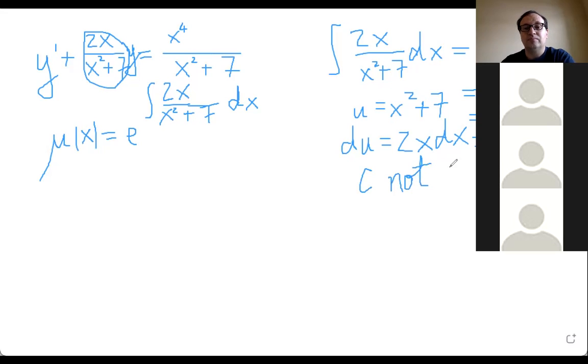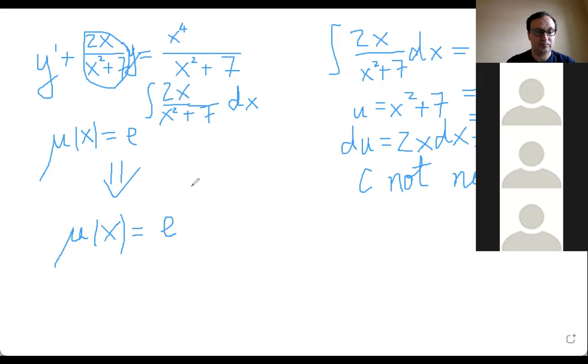All right. So then this implies that mu of x is e to the power natural log of x squared plus 7, which is just x squared plus 7.